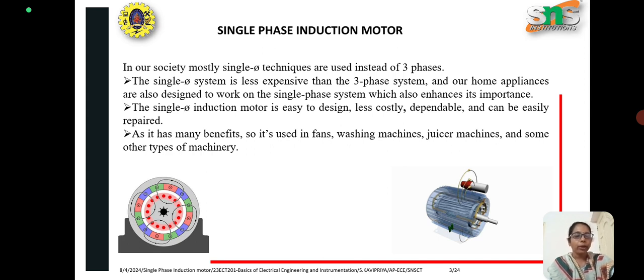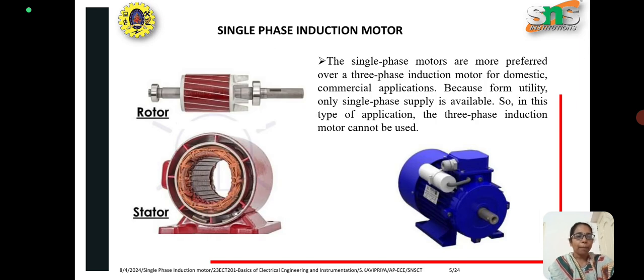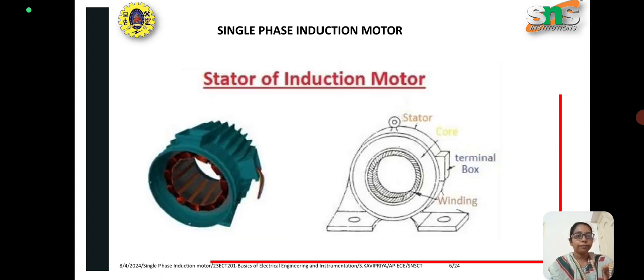Compared to three phase induction motor, single phase induction motor is more widely used for domestic applications because it is very easy to design, cost wise it is very less, it is dependable and can be easily repaired. So it is used in fans, washing machines, juicer machines and many other types of machinery, because of the form utility factor.